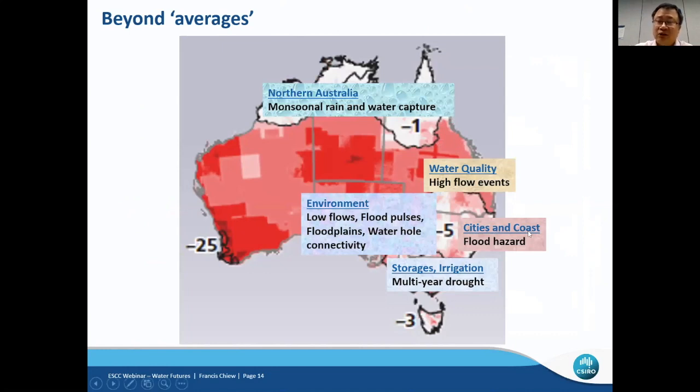In cities and coasts, we might be talking about flood hazards. We're hearing more and more about the Great Barrier Reef, and this relates more to the high flow events, generating sediments and impacting on the water quality, impacting the Great Barrier Reef. And we are also hearing a lot about potential for sustainable infrastructure development in the north. And here we have to deal with monsoonal rain and water capture in the north.